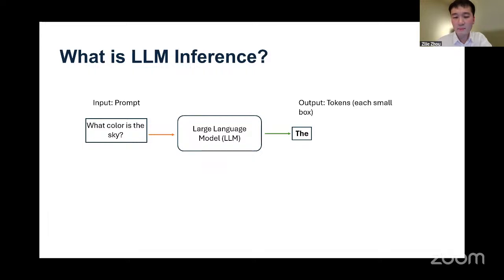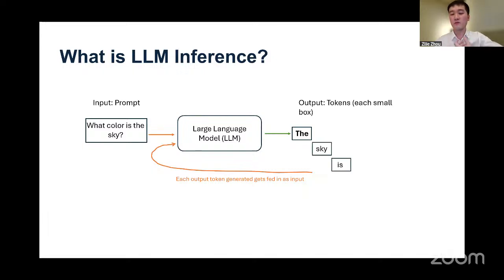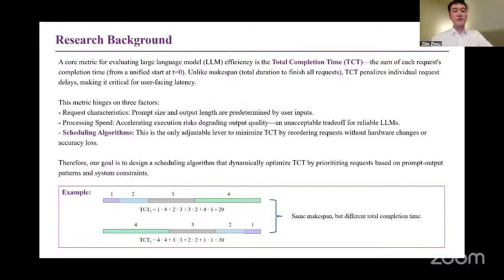And then the next step is it will send back this "the" into the large language model along with "what color is the sky" to generate the next word. This process is called decode. So it will do this autoregressively, word by word, until the whole sentence is finished.